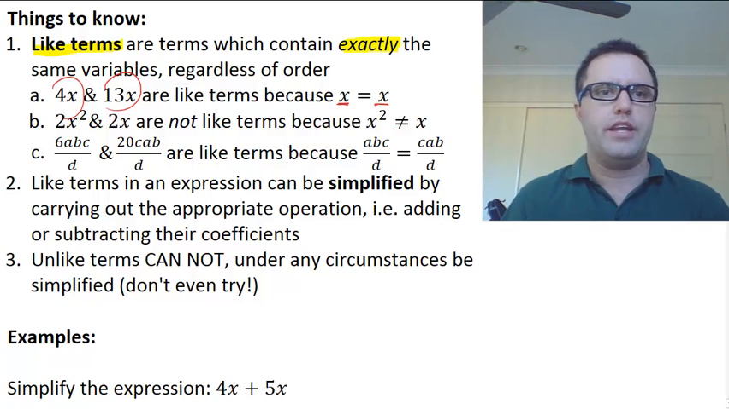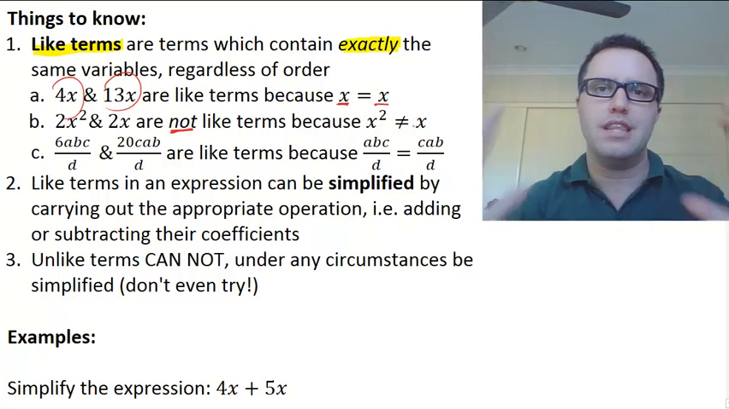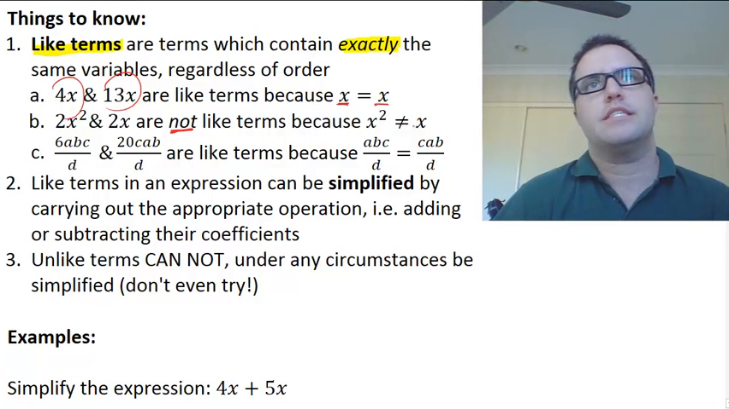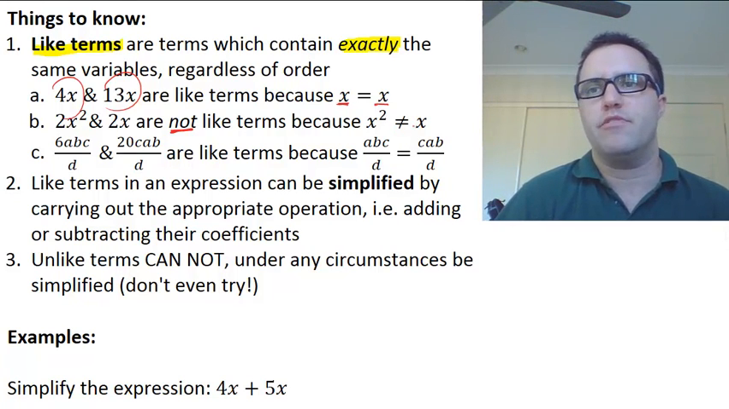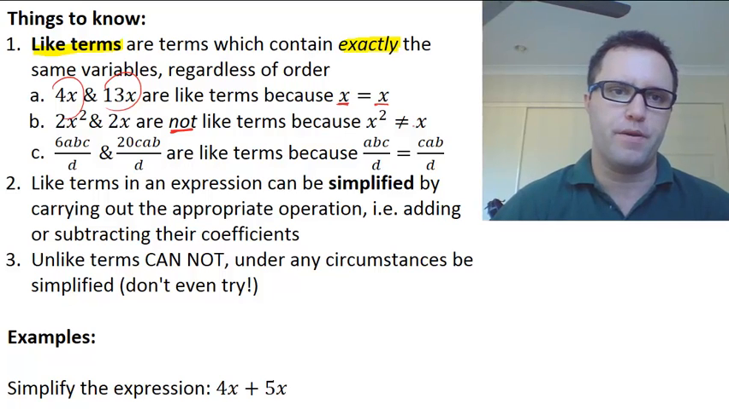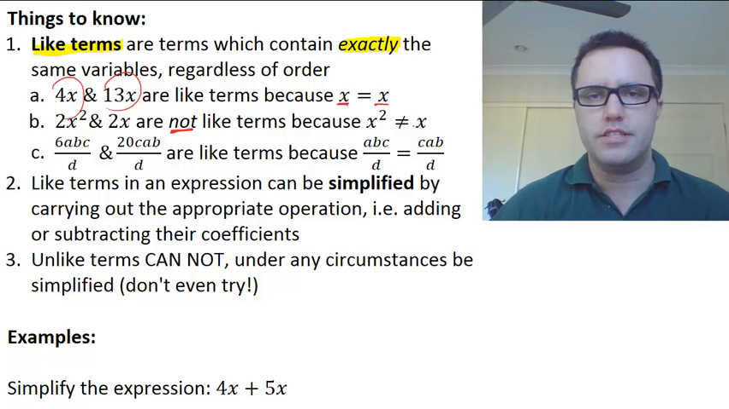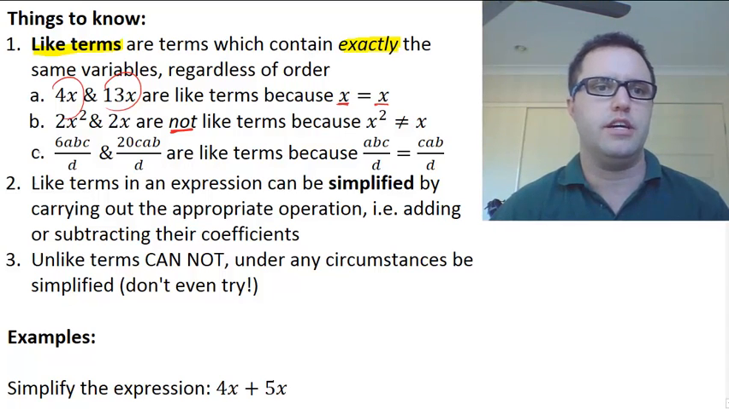2x squared and 2x are not like terms because x squared is not the same thing as x. You're literally talking about completely different things. It would be the same thing as trying to say that the number 5 was the same as the number 3. x squared is not the same as x, so these two here are not like terms.